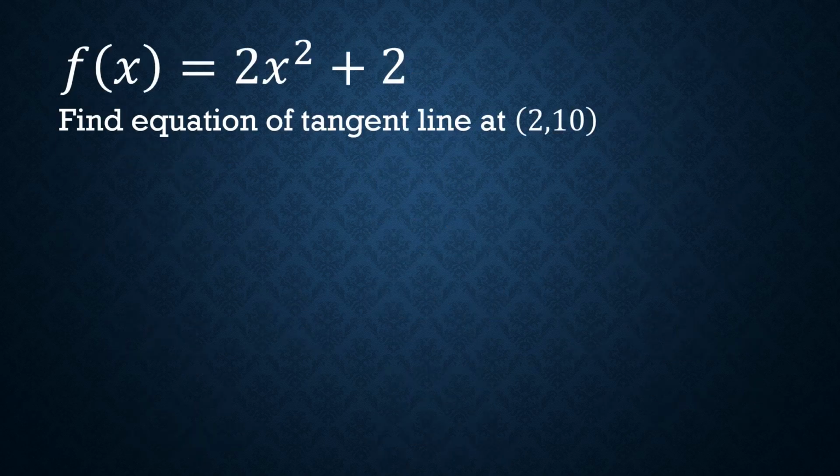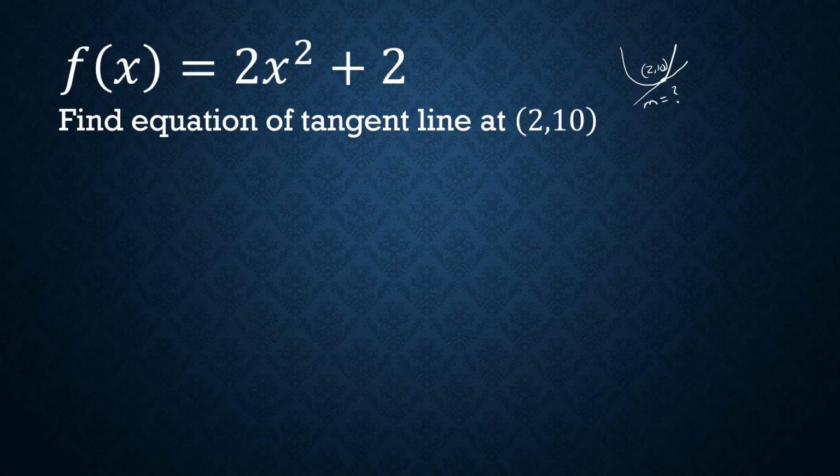So in this problem we have f of x equals 2x squared plus 2. Find the equation of the tangent line at (2, 10). Alright, so in order to find the equation of the line, we need a point and a slope. So we already have a point, (2, 10). That's going to be where they meet. We just need the slope of this line. Okay, from there we can find the equation of the line. So to find the slope, we need to find the derivative of the function at x equals 2.